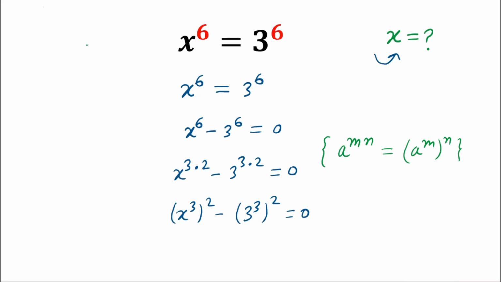Now we will apply substitution. If we substitute x^3 = a and 3^3 = b, then on the left hand side x^3 is replaced by a, so here a^2, minus 3^3 is replaced by b^2, and this equals 0. Here a^2 - b^2 = 0.